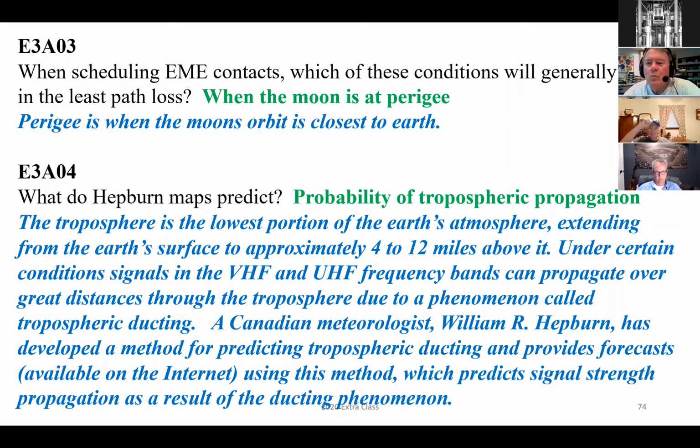E3A03, when scheduling Earth-Moon-Earth contacts, which of these conditions will generally result in the least path loss? And that's going to be when the moon is at perigee. And perigee is when the moon orbit is closest to the Earth.